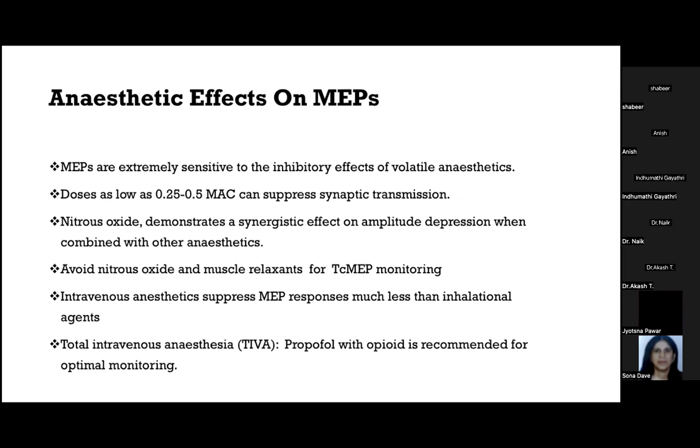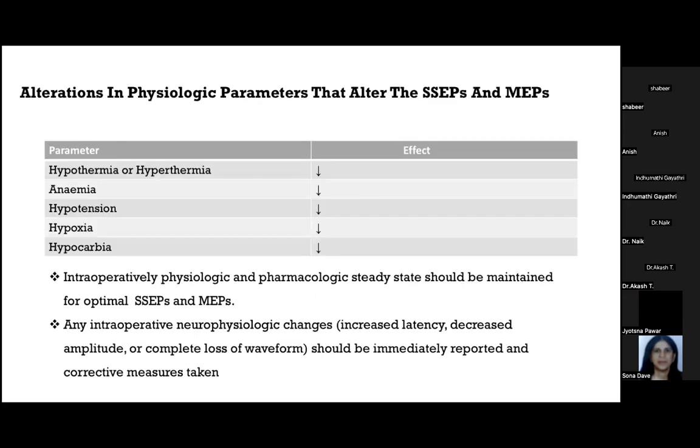What are the anesthetic effects on MEPs? MEPs are extremely sensitive to the inhibitory effects of volatile anesthetics. Doses even as low as 0.25 to 0.5 MAC can suppress the synaptic transmission. Nitrous oxide has a synergistic effect on amplitude depression when combined with other anesthetics. So avoid nitrous oxide and muscle relaxants when you're doing transcranial MEP monitoring. Intravenous anesthetics suppress MEP responses much less than the inhalation agents. So total intravenous anesthesia, like propofol with opioid, is recommended for optimal monitoring, which has minimal effect on the evoked potential.